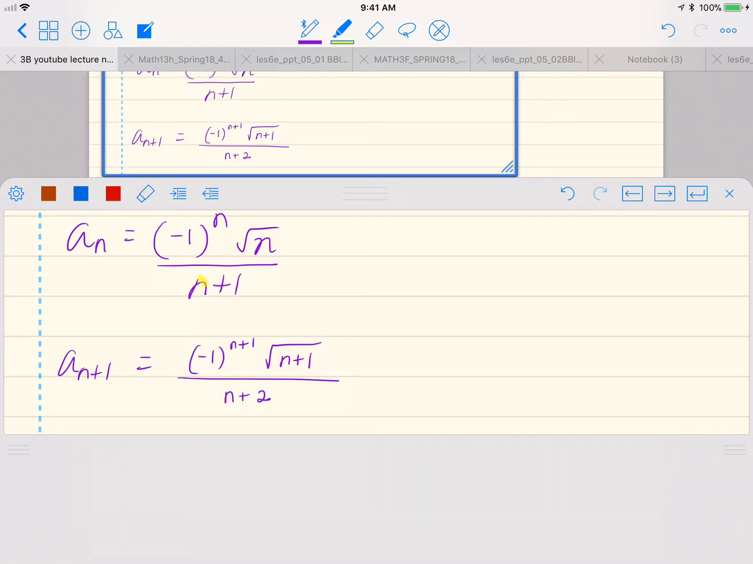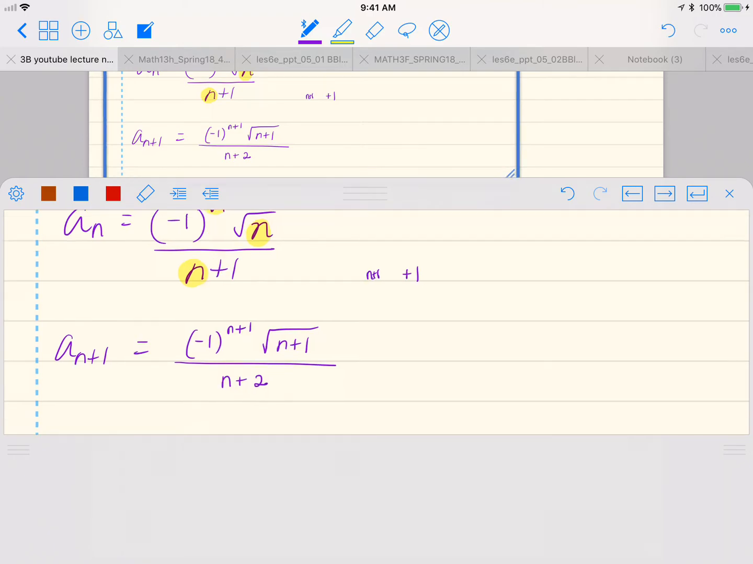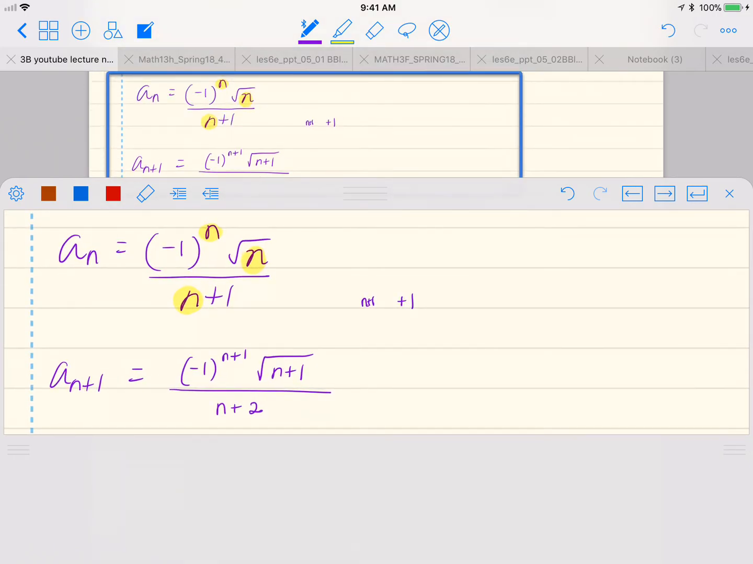Now how did I get that? Everywhere I see n, I replace it with n plus 1, right? So in the denominator, the n plus 1 is going to turn into n plus 1 plus 1. So then I'll have n plus 2. Okay. Now let's look at the ratio.